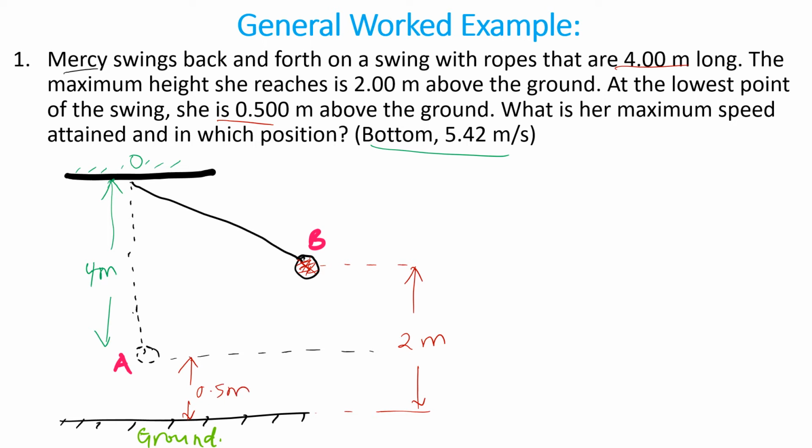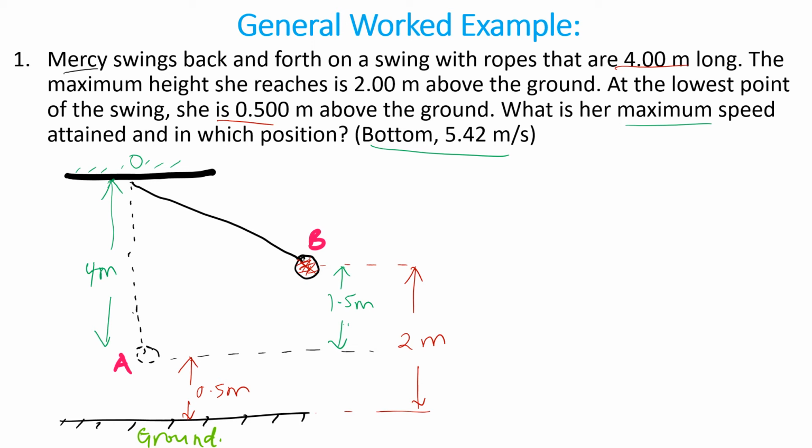So now we know that if her motion starts at A and then momentarily ends at B, she has risen a height from point B to the reference level of A, and that's going to be 2 meters minus 0.5 meters, which leaves us with 1.5 meters. So that will be the height which she rises when she swings from A to B. So now we want the maximum speed, but in which position? We know the position: it's position A, because that's where the whole motion starts from, and at the lowest point she has maximum kinetic energy.